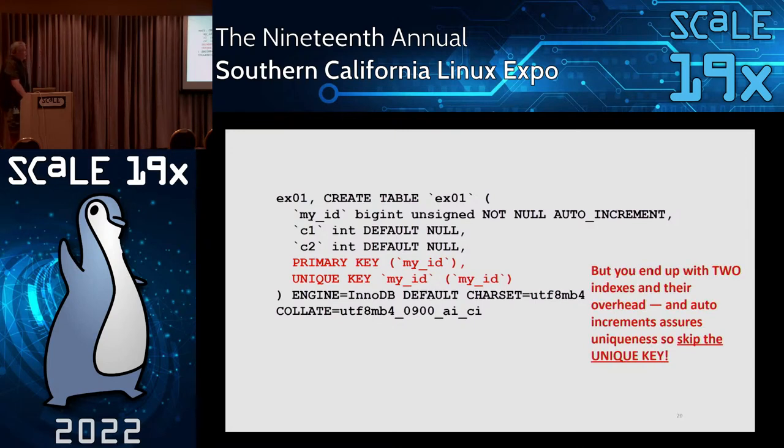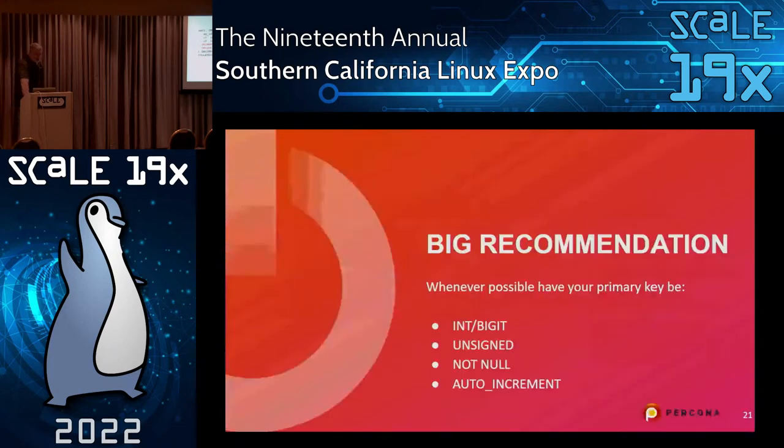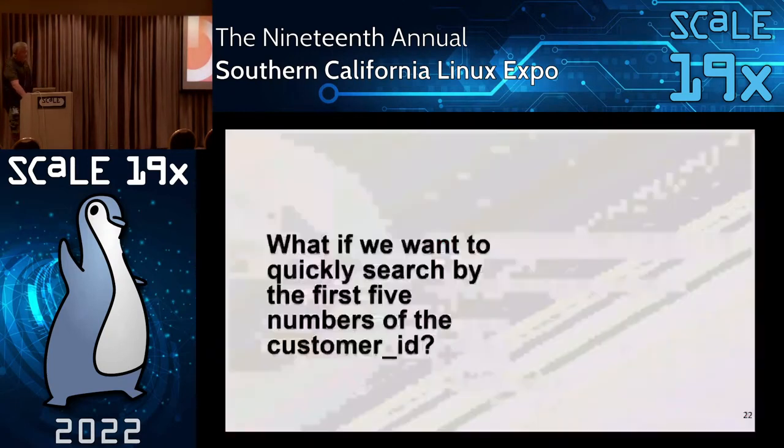What you want are auto increment records, and that will make sure the things are unique. So skip the unique key, that's the default with serial, or you can do that. So my recommendation for all your primary keys, and once again you want a primary key, is use an int or a big int, unsigned, not null, auto increment.